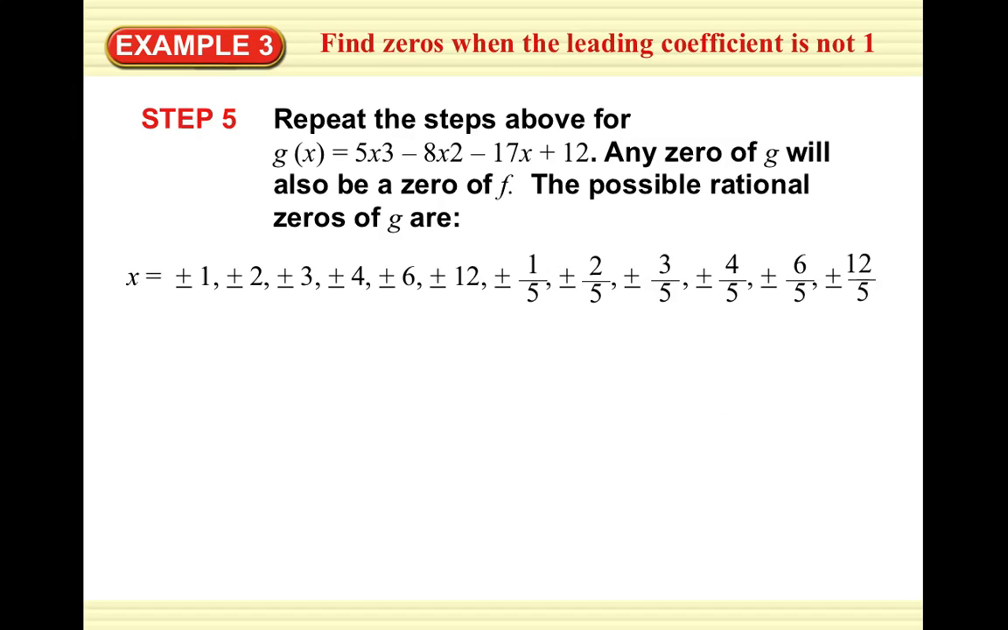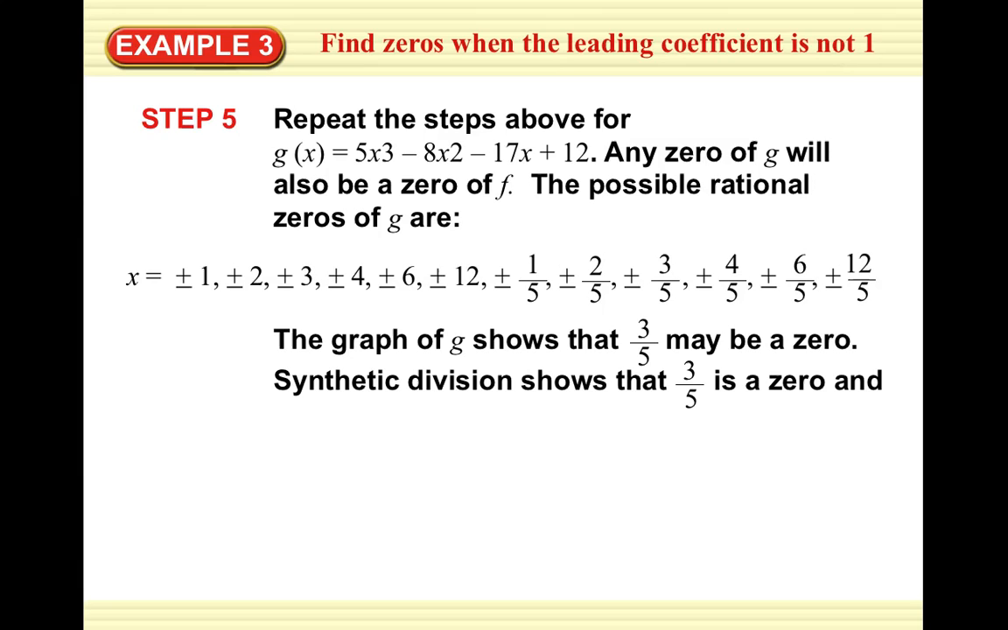Okay, so now we're going to repeat the steps that we just did for the big polynomial, but now we're using it with the smaller one. Again, your textbook has the equation written correctly. Here are some typos. g of x is equal to 5x cubed minus 8x squared minus 17x plus 12. Any 0 of g would also be a 0 of f. We're only using g of x for step 5 because we're just looking at part of the function from f of x. That's the only reason we have it rewritten. Go through the process to list out our rational zeros, so all of the factors of 12 over all of the factors of 5, and then simplify out any repeats. We didn't have any in this case.